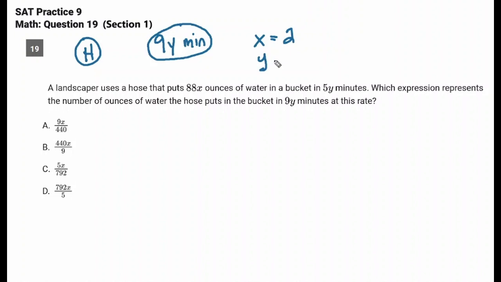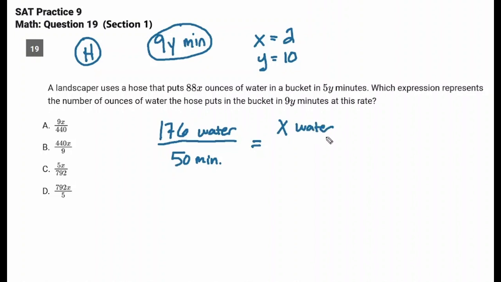So if we run the problem, 88x, 88 times 2, do that on your calculator. That's 176 water. And then the wrinkle here is that this is a proportion. 176 water in 5y minutes. So how many minutes? 50 minutes. That's the same as how much water, so x water, in 9y minutes. So 9 times 10, 90 minutes. You got a fraction, equal sign, fraction. All you got to do is cross multiply.